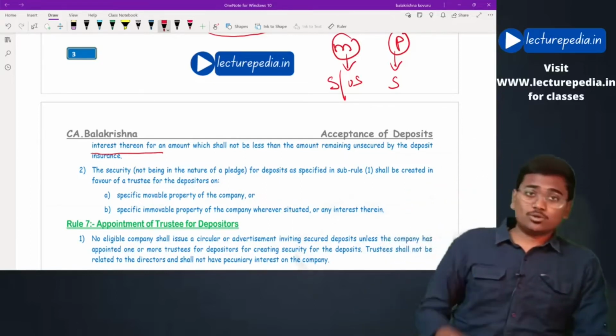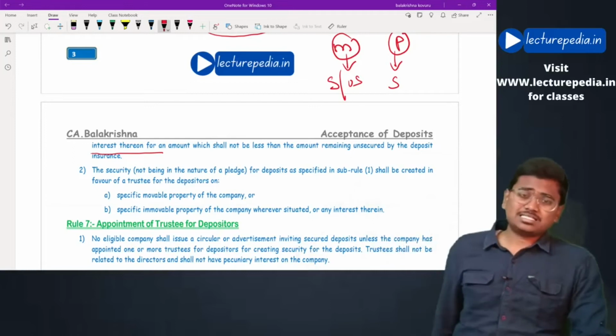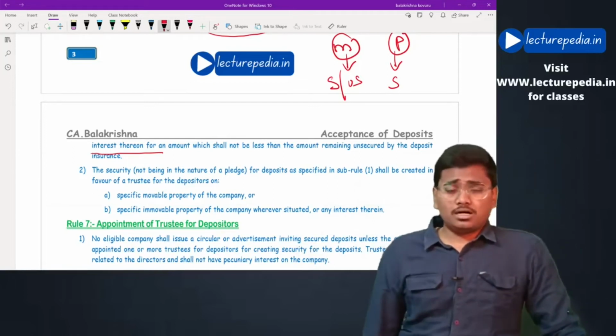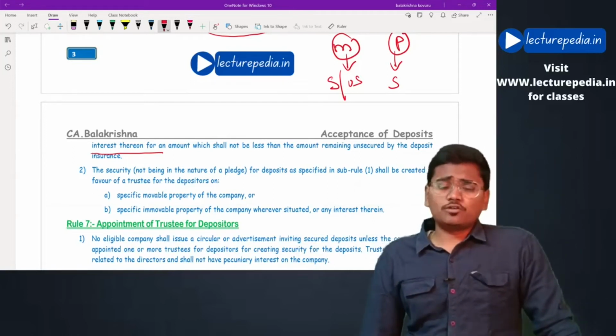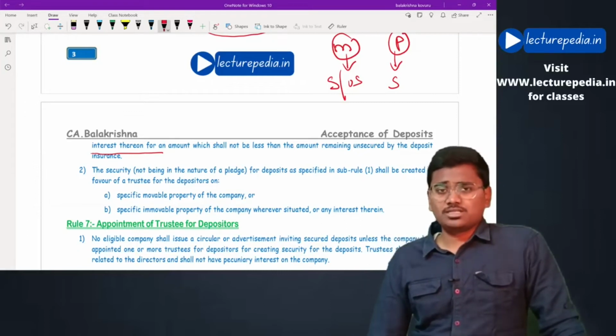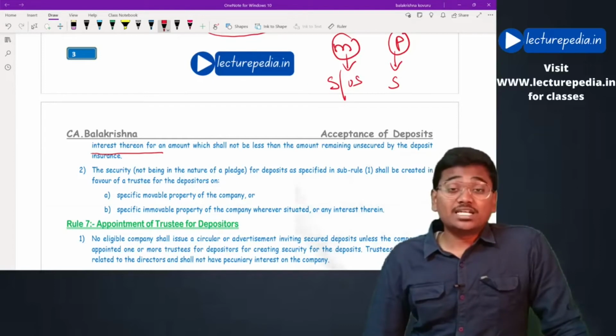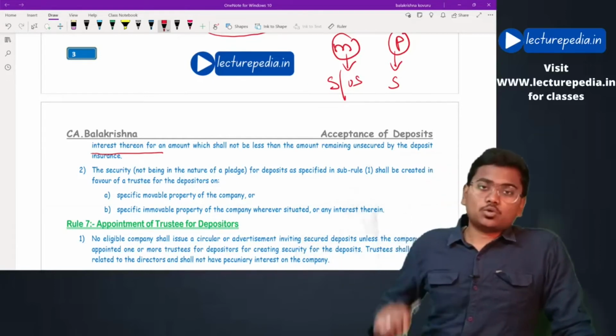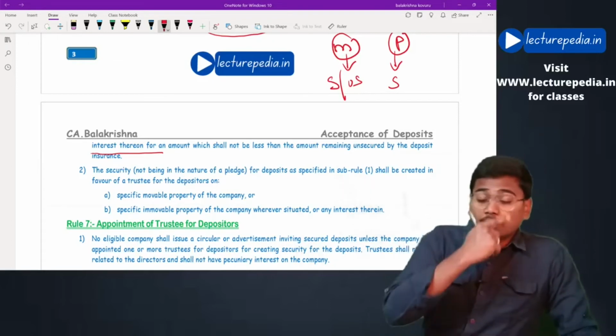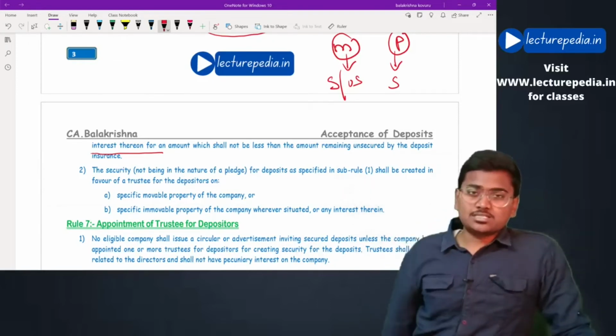Yesterday we discussed, a company has raised a deposit of 100 crores for a tenure of 3 years with an interest rate of 10%. There the security, the charge, has to be created for 130 crores. 100 crores of principal plus 30 crores of interest. Hope this is clear.